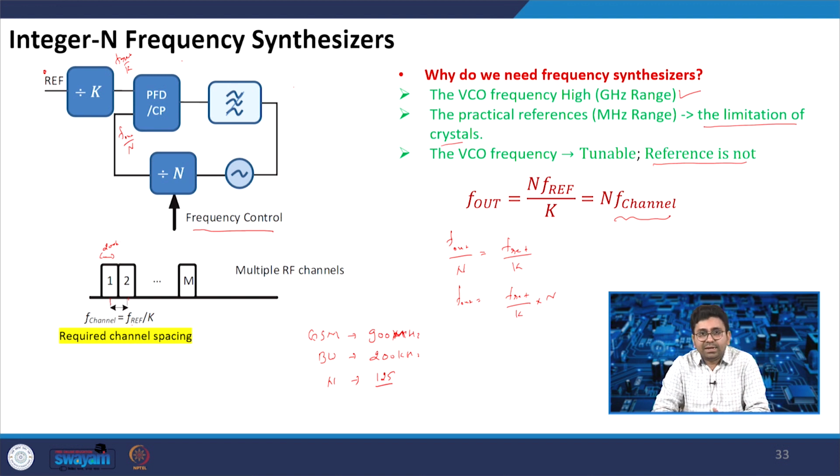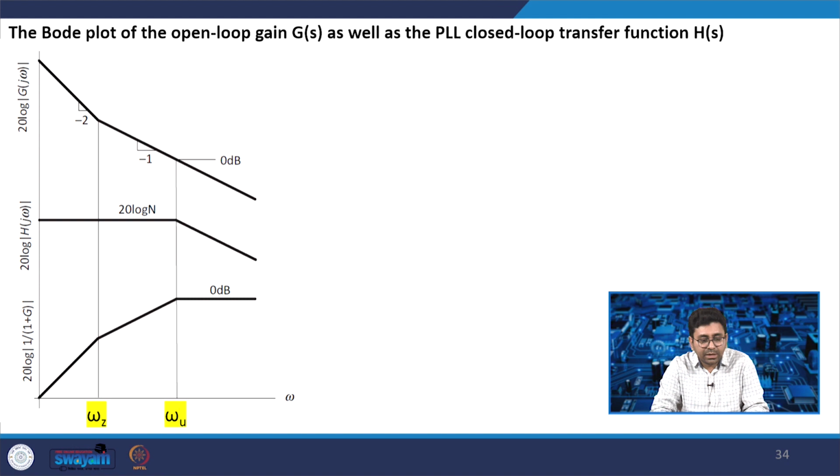So, that can be decided based on what the application or the standard is that you are using. Now, if we try to see the Bode plot of the open loop gain G(s) as well as the PLL closed loop transfer function H(s), how can G(s) be written?